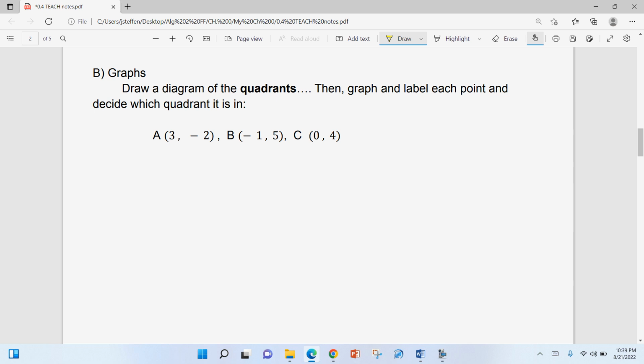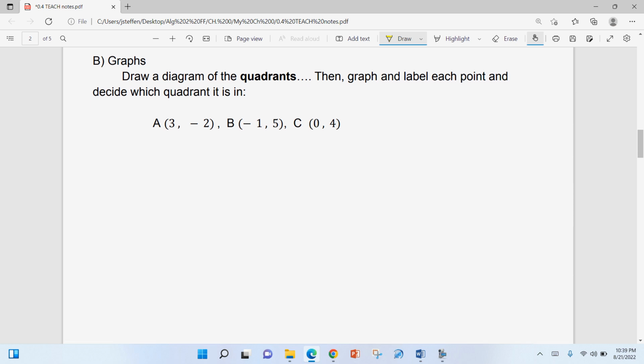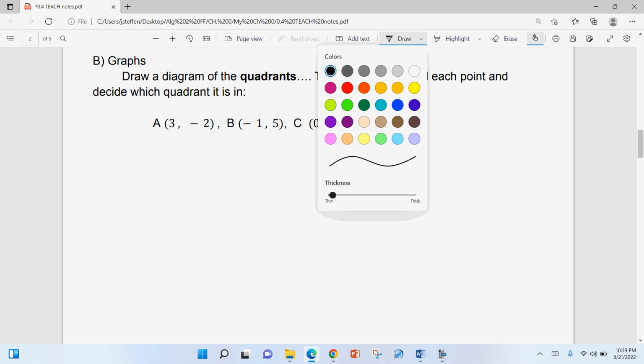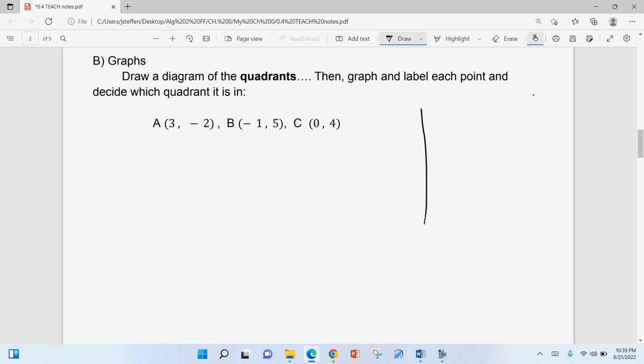Then moving on to graphs: draw a diagram of the quadrants and then graph and label each point and decide which quadrants it's in. So this is when you're going to have to be a little bit careful when you draw this. And I make my graphs nice and big because I think it's harder to make them small. So we have 1, 2, 3, 4, 5, 1, 2, 3, 4, 5. On tests and quizzes, I will always give you a graph because it's really hard to read some of you guys' graphs, and mine included.